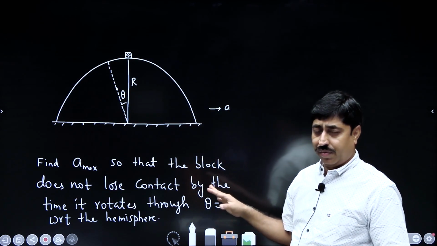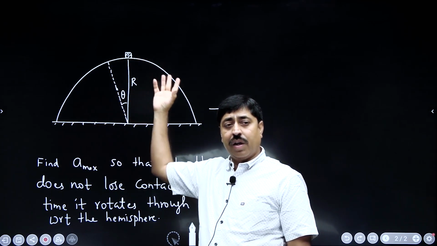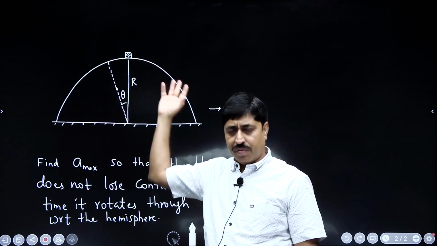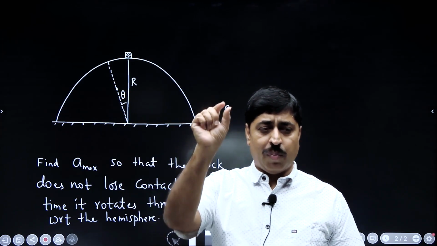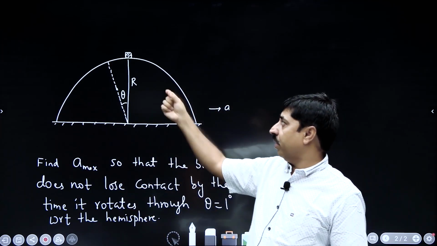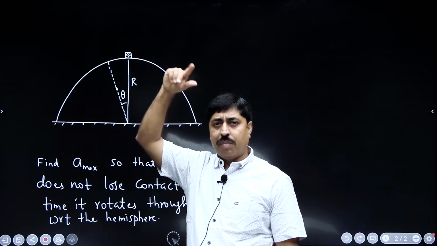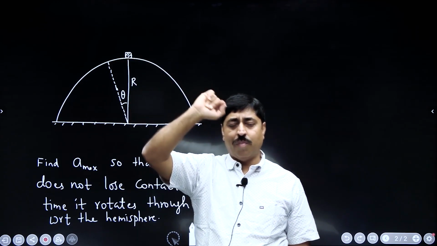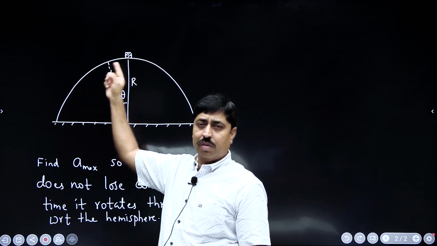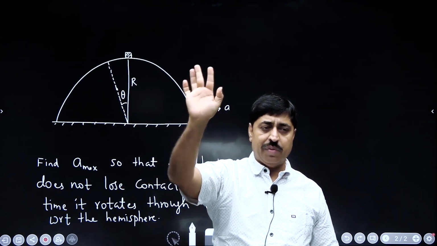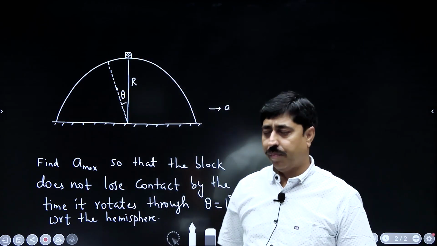This is what the question says. This is a hemispherical bowl. There is a hemisphere placed on a horizontal surface. There is a block on the top of the hemisphere. A small block having some mass m has been placed on the top of the hemisphere. There is no friction between the hemisphere and the block, right?